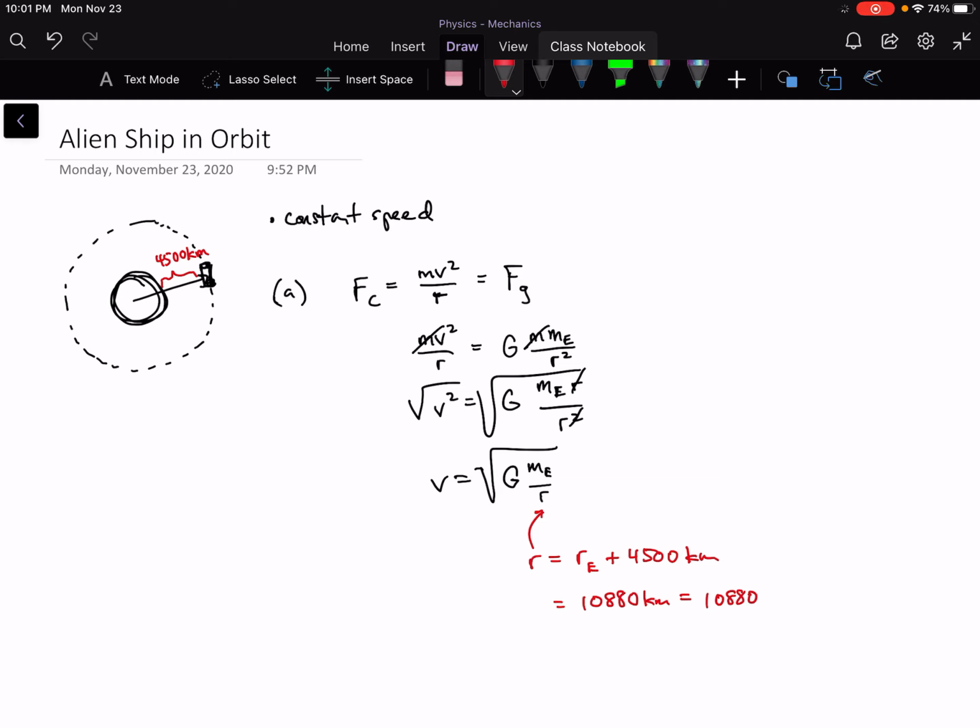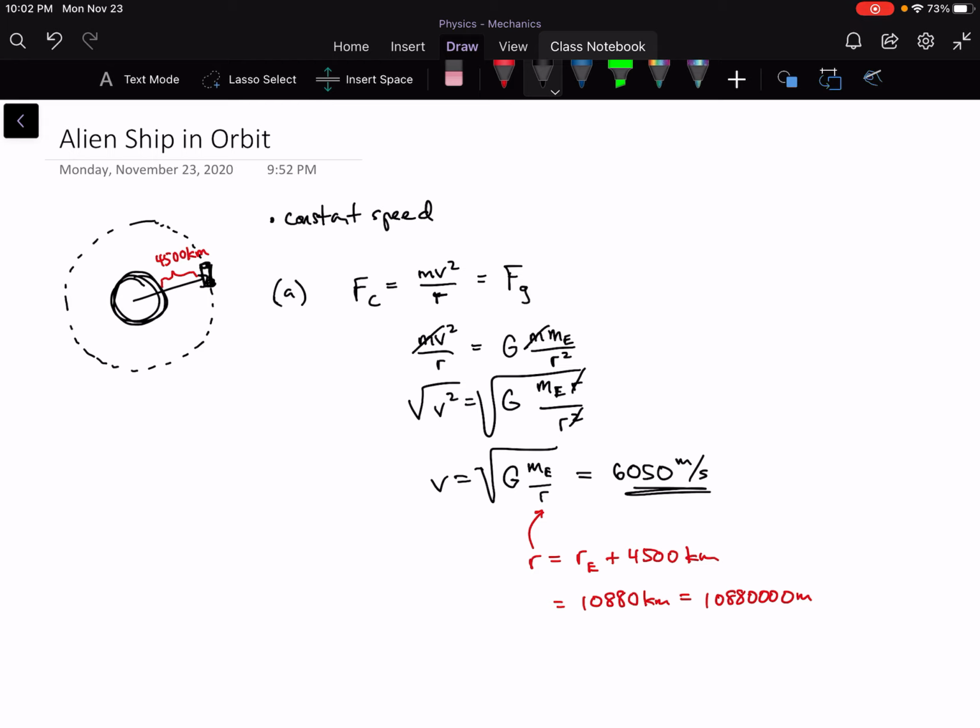or converted to our standard units, which we definitely want to do, we add 3 zeros on the end of there and we get meters. So once you plug everything in here, remember G is just a constant, 6.67 times 10 to the negative 11th. And if you plug everything in appropriately, you should get 6,050 meters per second. Okay, so that's our answer to part A. That gives us the speed, so the magnitude of the velocity.